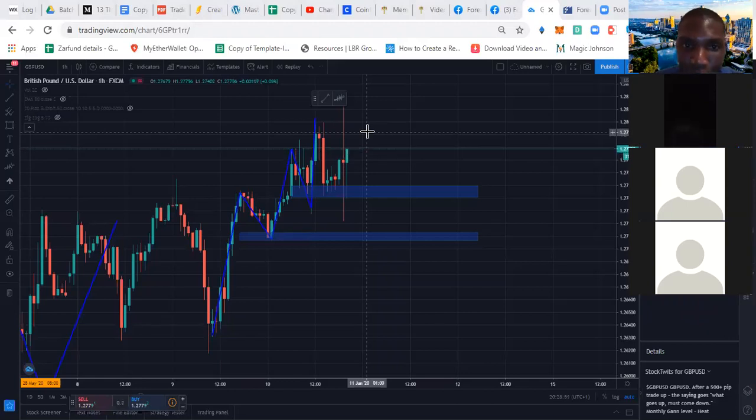Then after you analyze on TradingView, you can go and place your trade on your phone, MT4 that is on your phone or MT4 that is on your laptop. You can then place your trade on MT4.